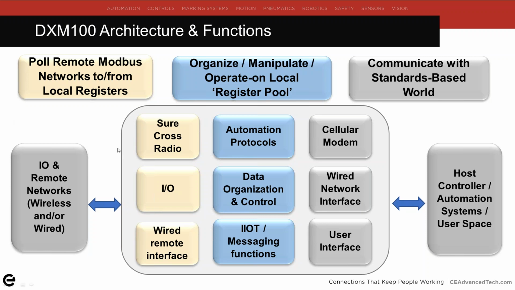Built into the DXM, as I mentioned, you could have the cellular modem, certainly the wireless as well, the SureCross radio. That's the Banner wireless radio. But we also have some IoT messaging functions within the DXM. In today's example, though, we're going to do most of those IoT functions from the Banner CDS.